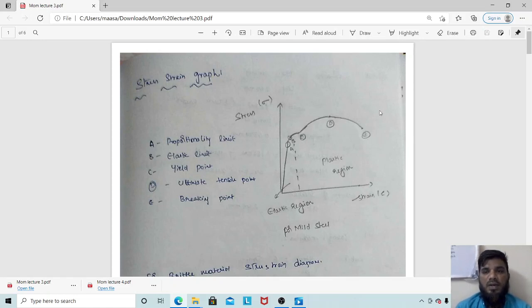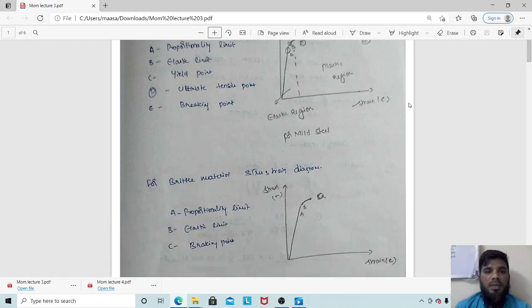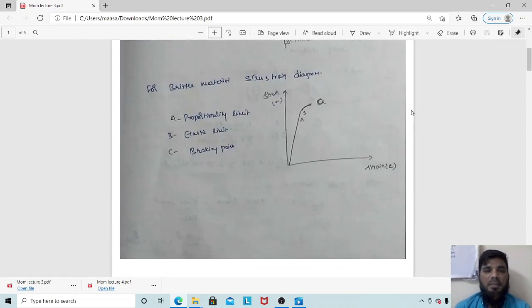Similarly, if you see a brittle material, there will not be any plastic deformation. What is an example of a brittle material? Your glass, your stainless steel. These are the brittle materials which do not undergo any kind of plastic deformation. Till point B everything will be the same. There will be a proportionality limit and an elastic limit. After that, if you try to increase the load, there will not be any yield point, meaning it will not undergo any plastic deformation. Here it will directly go to the breaking point.